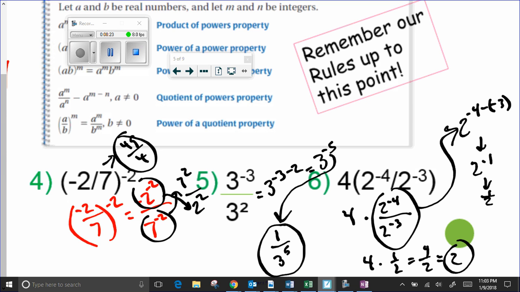I know that was a little crazy. You might need to go back and watch that one again. And you may need to refer back to your examples in your books. But follow your rules, and it doesn't matter if it's negative or not. In the end, you'll make sense of it by placing the power at the top or the bottom of your fraction. Okay, let's keep going.